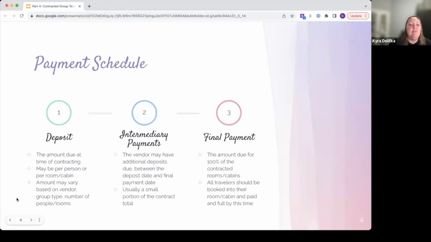Next up, let's talk about the payment schedule. So you're always going to have a deposit, you're always going to have a final payment, and you may have the intermediary payments as well. It depends on your group, it depends on your vendor, a lot of factors that go in there.